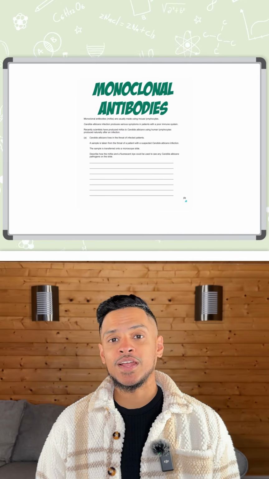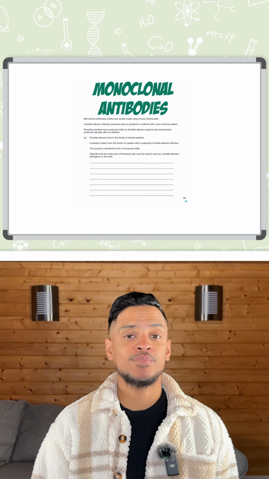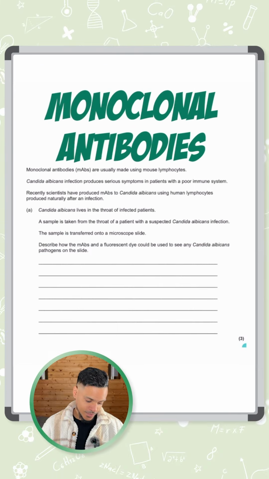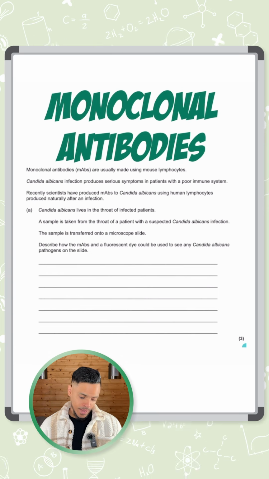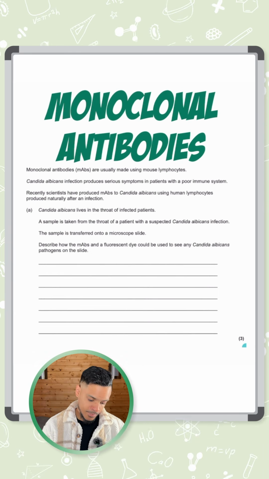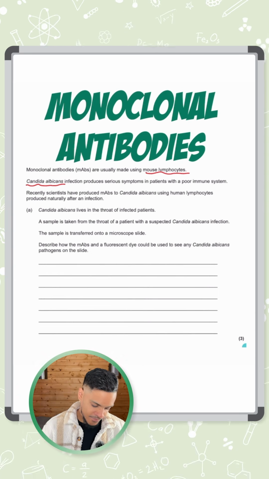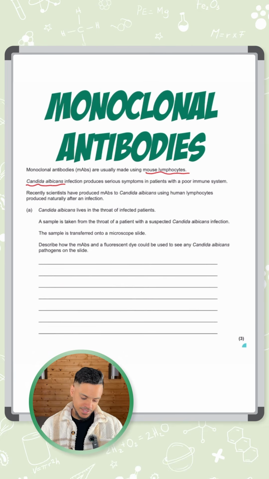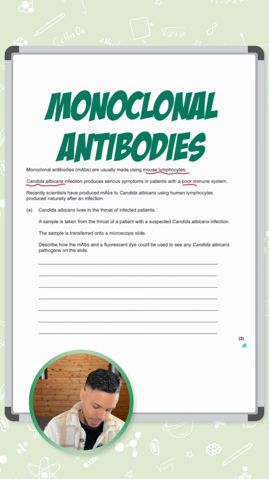Right, so monoclonal antibodies is probably the topic that confuses biology students the most. Let's look at this question here. It says, monoclonal antibodies are usually made using mouse lymphocytes. This infection produces serious symptoms in patients with poor immune system.